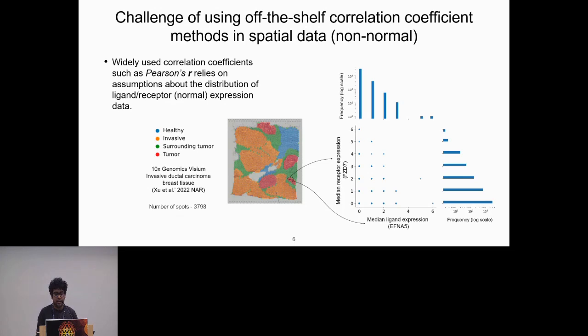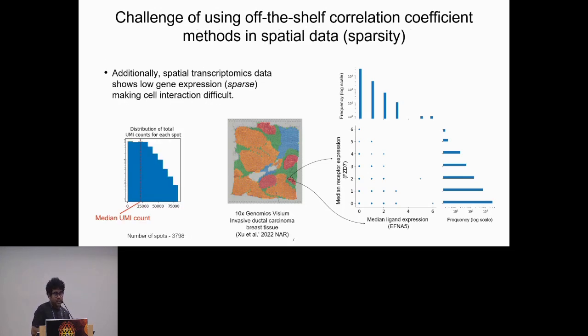And so when we look at, for example, a very well used spatial data set, the 10x Genomics Visium data set, you'd see that the median UMI count is kind of high. But when you look at, for example, this Frizzled receptor example, which is a median of expressed receptor and median ligand, this scatter plot shows that we still have kind of sparse expression, and that leads to many problems, as we will see.